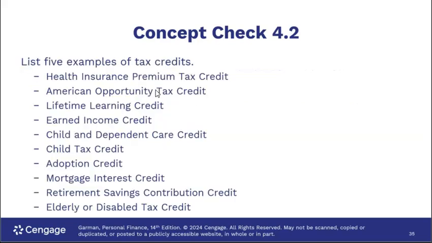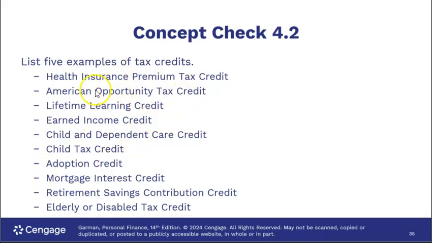Okay, so I mentioned tax credits previously. The health insurance premium tax credit, American Opportunity Tax Credit, and Lifetime Learning Tax Credits. The 2 that I mentioned are for education. Earned Income Tax Credit is a benefit provided to lower income individuals with children.